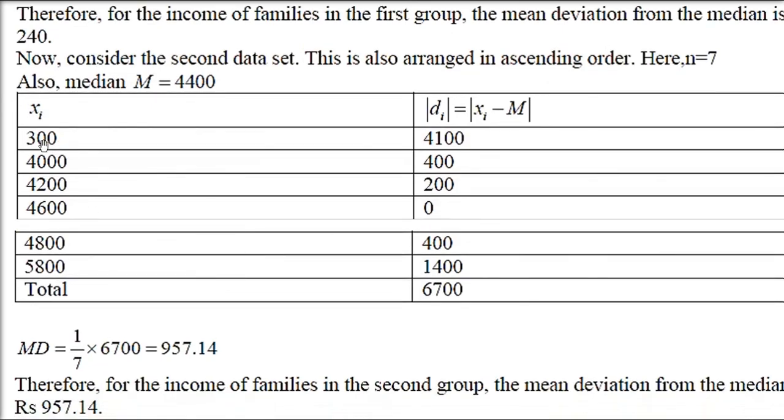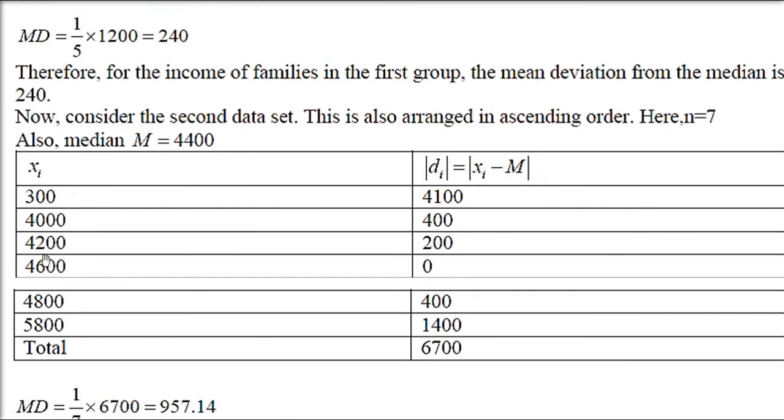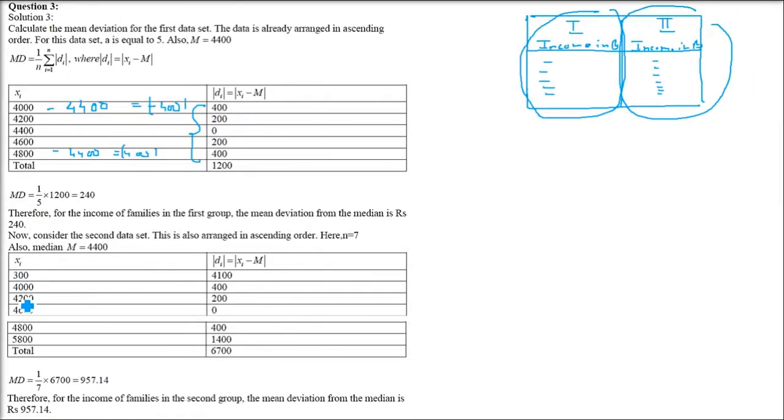You have to do exactly the same thing for the second list, because again this list is given in the question as already arranged order. So these are 7 elements, so 3 up, 3 down. Take the middle one, the fourth one. So what is the median? It's 4400. First is 300, then 4000, then 4200, then 4400, then 4600, 4800, 5800. So the middle one is 4400. This 4400 we are going to take. Just 4400 was missing, so I just added it.